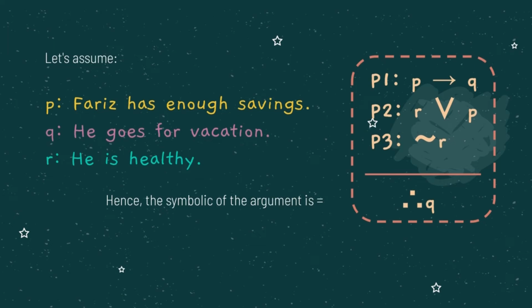Next, let's assume the statements here. As we know, the premises or hypotheses are a combination of a few statements. So we assume statement P as Faris has enough savings, Q, he goes for vacation, R, he is healthy. Hence, the symbolic form of the argument is P1, P implies Q, because premise 1 is an implication statement. P2, he is healthy or he has enough savings, that's why R or P. P3, he is not healthy, so we have the negation of R, and the conclusion is he goes for vacation, which is Q.